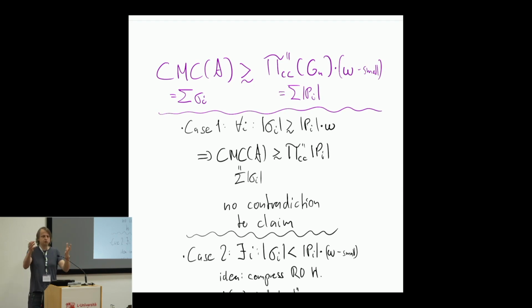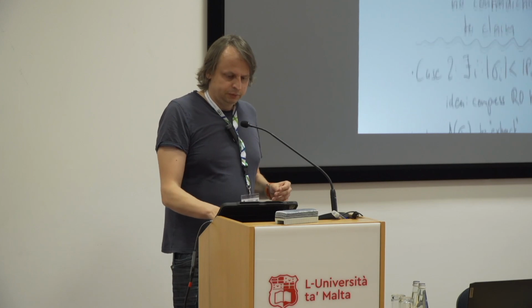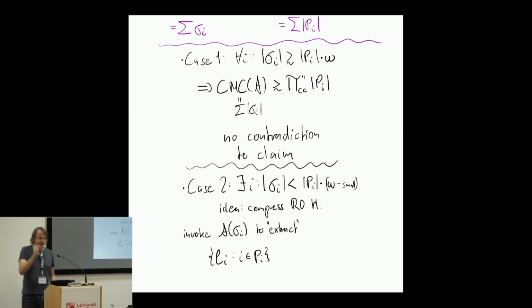So this is case 1. I looked at this transcript, I extracted the pebbling, everything looks fine. Now let's come to the interesting case. Let's assume there actually exists a step, sigma I, where the memory that the adversary stores in step I is significantly less than the number of pebbles I extracted, or significantly less than what it takes to store one label for each of the pebbles that I extracted.